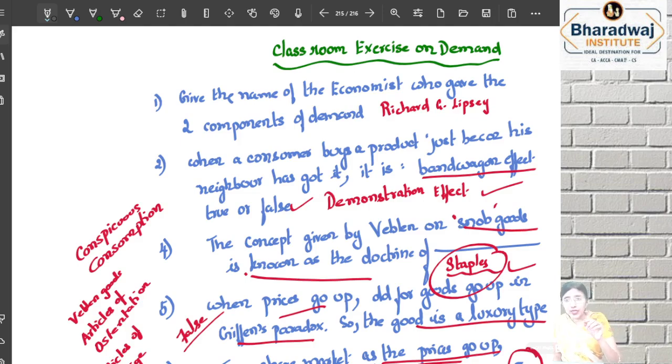Bandwagon effect is when the consumer is influenced to buy a new commodity or a new brand, not because he needs it, but because he finds that the percentage of users in the market has gone up. He finds many people are buying that, so I should buy it. He doesn't realize whether he needs it or not. Under demonstration effect, my neighbor buys, I buy. My classmate has, I have. My friend is having, I have. My cousin is having, I'm having. But this bandwagon is a little more analytical.